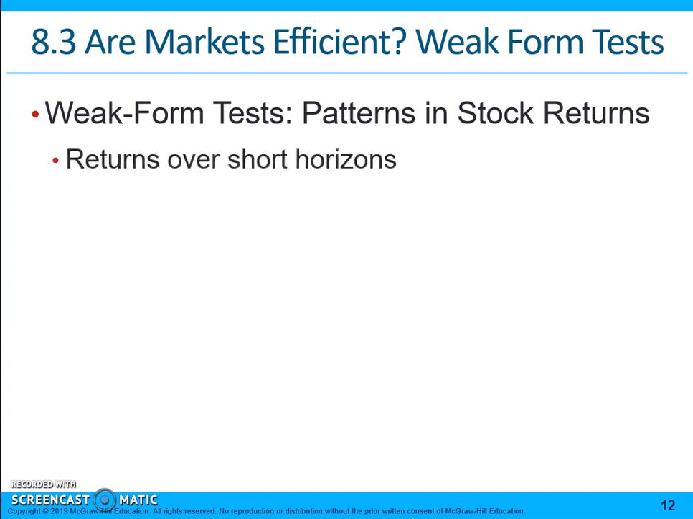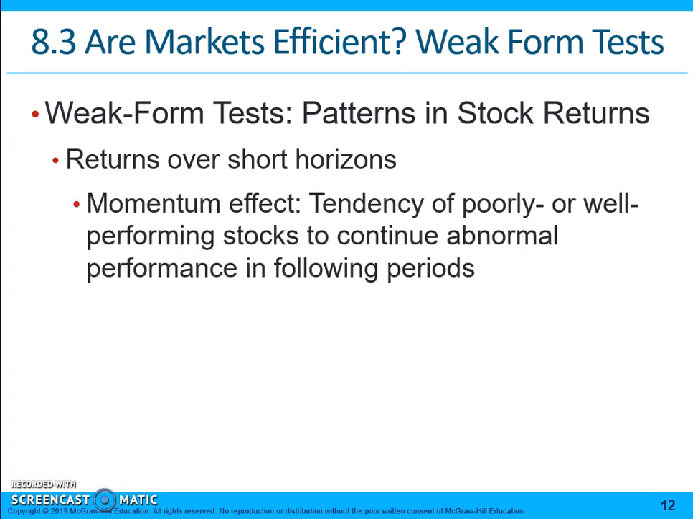Some examples of those include returns over short horizons. What's called the momentum effect is the tendency of poorly or well-performing stocks to continue to do the same over short periods. Momentum typically lasts for 6 to 12 months.